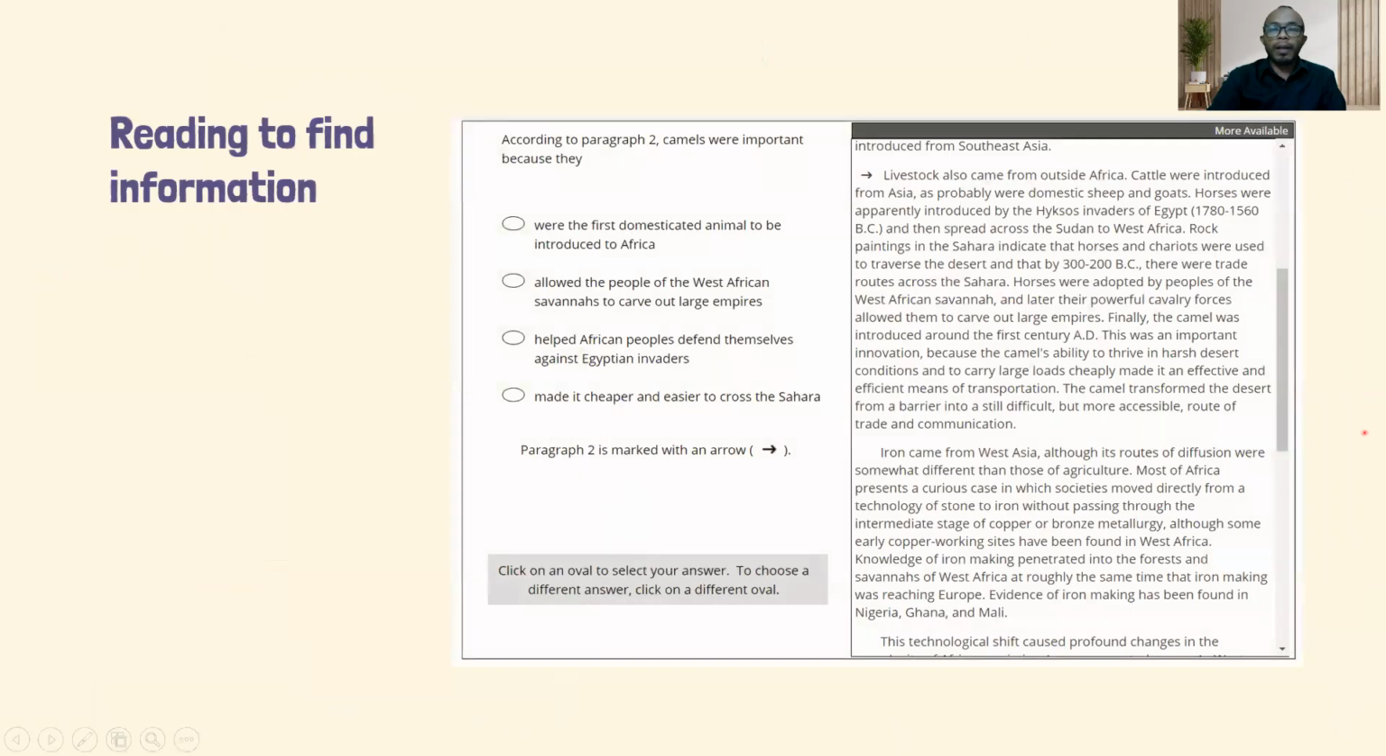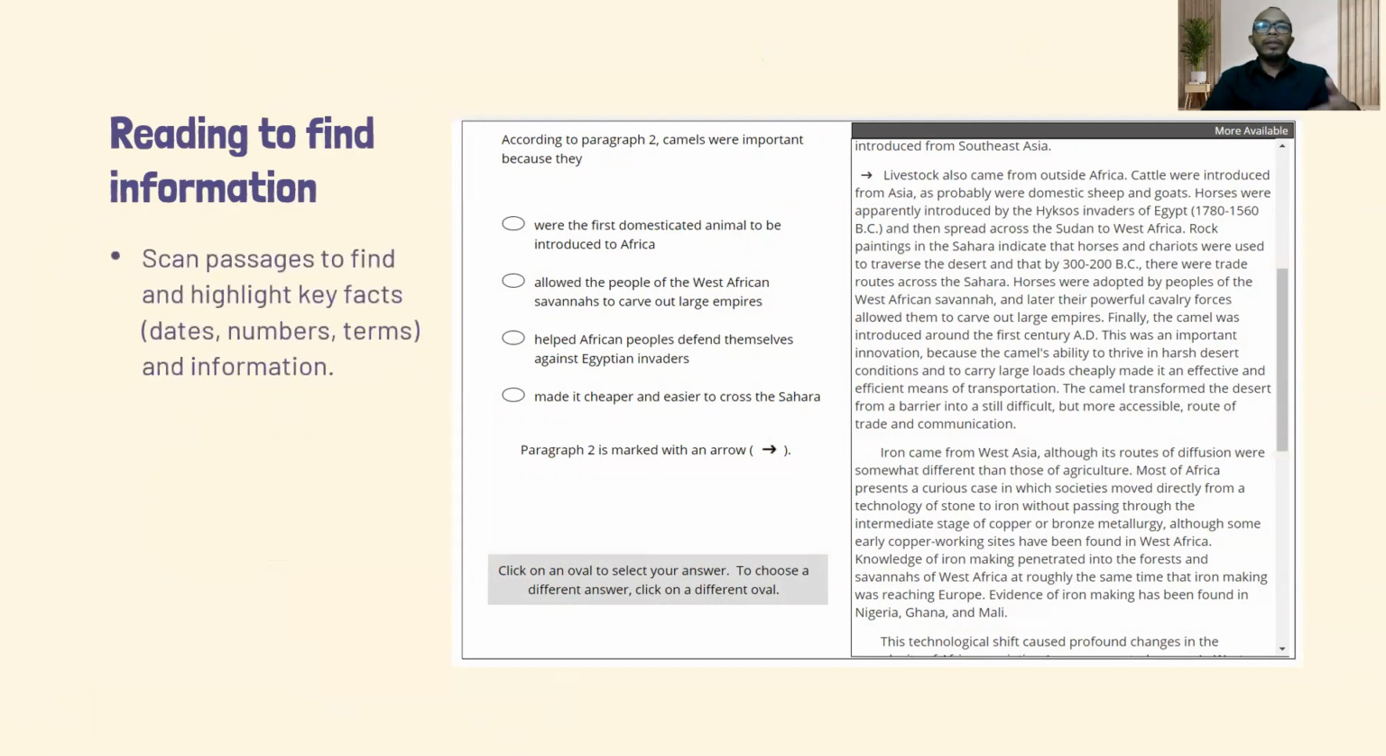So, for tackling the reading to find information, you need to practice your scanning skill. All right. Now, scanning skill will help you to find specific parts or items in the passage that you need to answer the question. Okay. Now, here's an example.